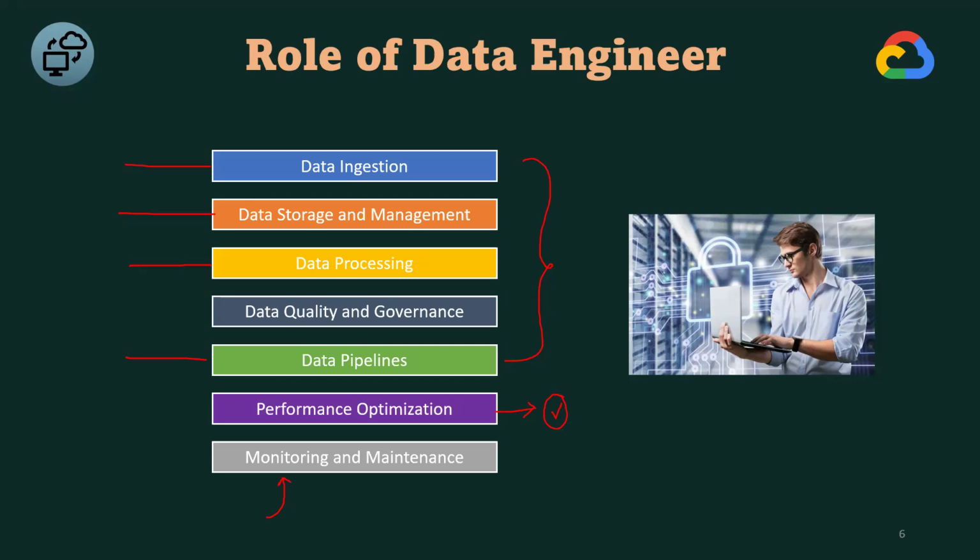Maintain your pipelines. Monitoring means making sure that it is running smoothly. Maintaining means if it requires any upgrades, or any kind of version changes, such things come under maintenance. So you need to make sure that your pipeline is running very smoothly, as well as being maintained properly. That is also a very important aspect, and it comes under the monitoring and maintenance activity.